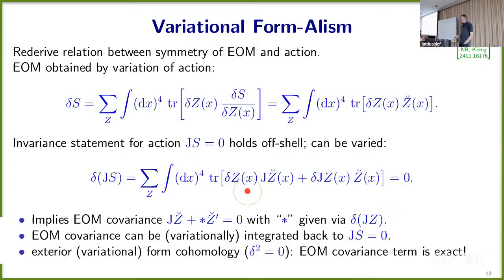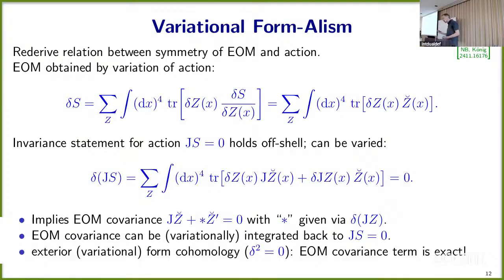One thing that is also clear is that you can view this as exterior derivatives or variational derivatives, and since the squared variation, or the squared exterior derivative, is 0, you can come up with a cohomology. In this case, this just tells you that the equation of motion covariance is exact basically by construction, because you just write it as a variation of the invariance statement.